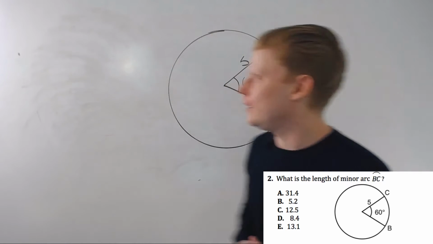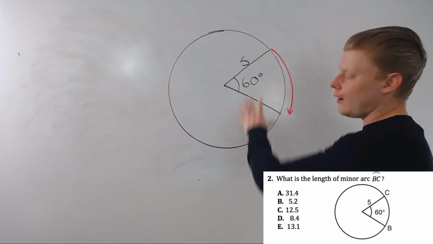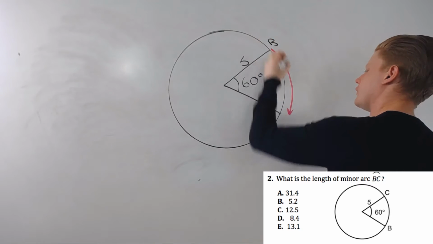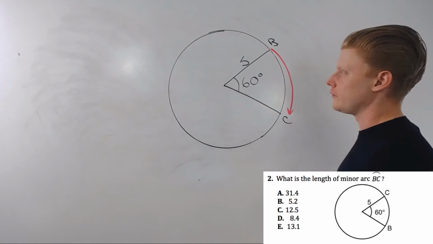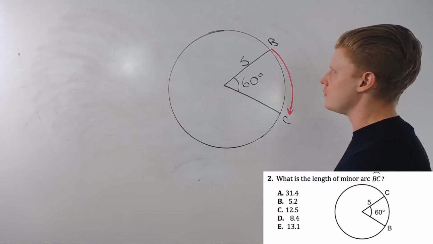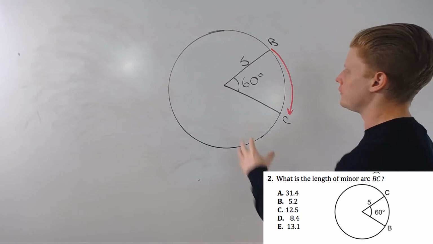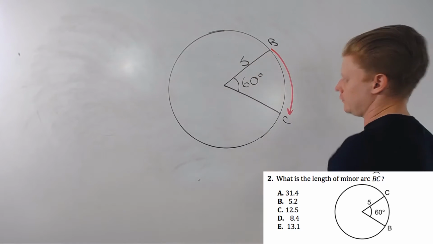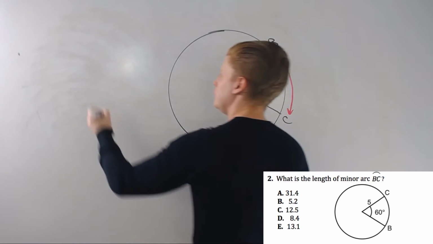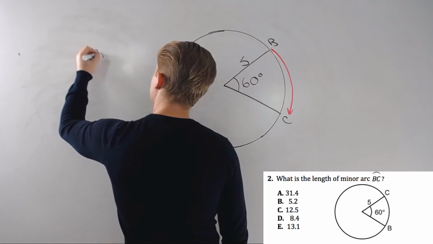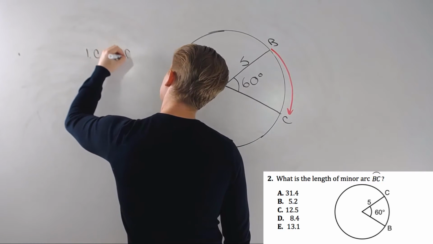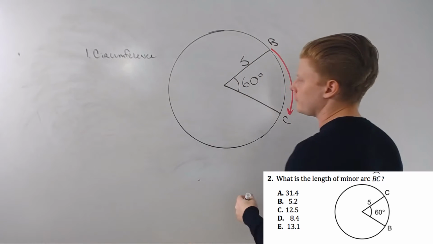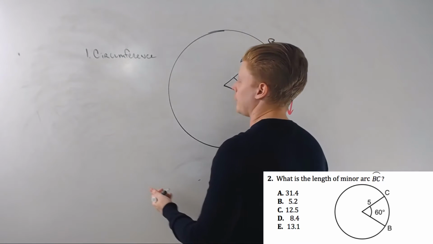Okay, so if I want to find the length of this minor arc, which is just an arc less than 180 degrees, that arc notation, all that stuff is covered in the book. Don't really need to go over it here too much because most of it's self-explanatory. I need to figure out a couple things. One, I need the circumference. So let's do that first. Well, from our last video, circumference is 2 times pi times r.